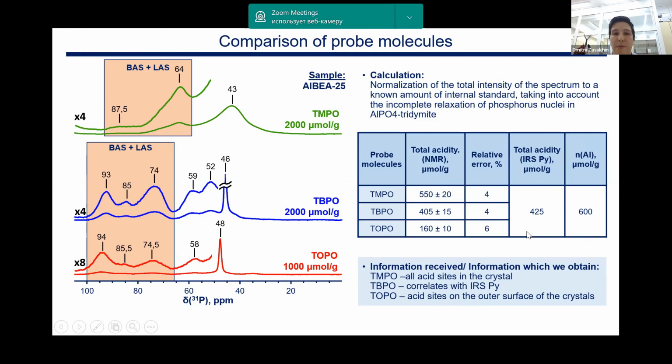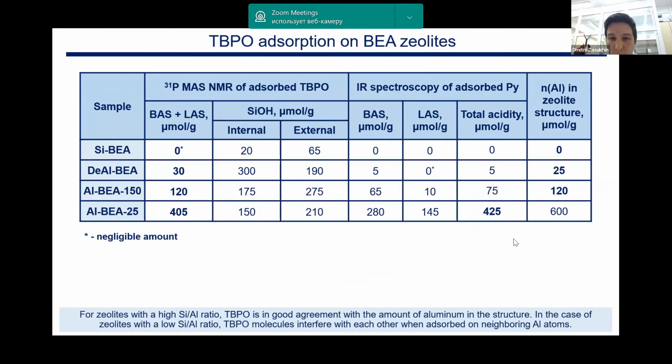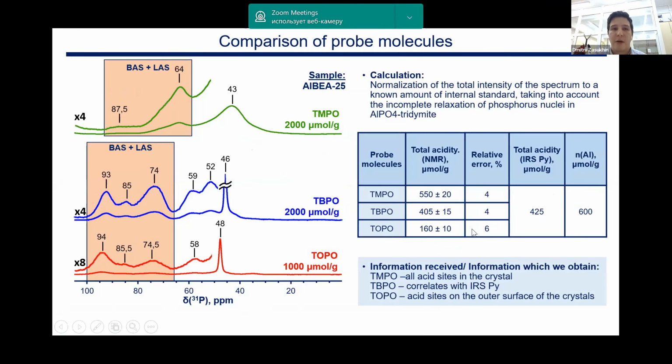Most probably, TBPO can enter the pore system of zeolite, but it cannot measure all the sites owing to steric hindrances. TOPO molecules have the biggest size and most probably cannot enter the pores of zeolite. They measure the sites at the outer surface of the crystals.